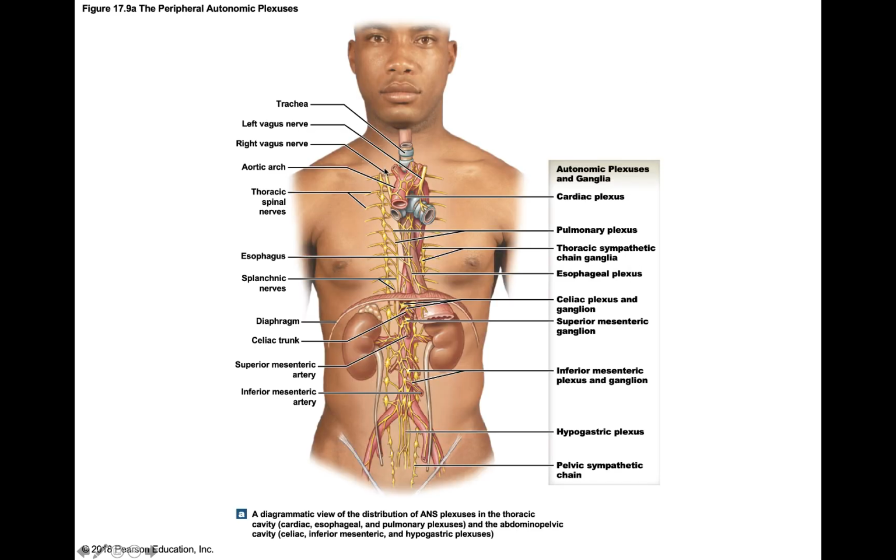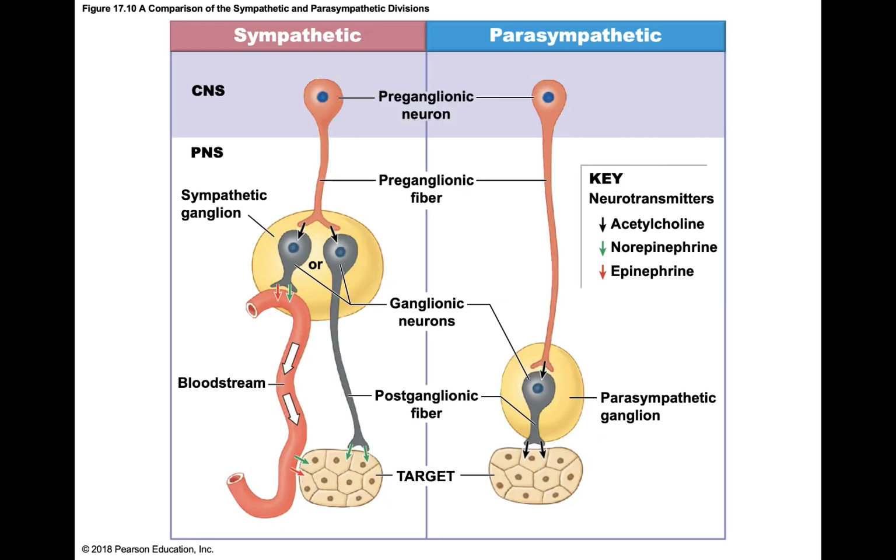This picture is showing you the sympathetic chain ganglion on the side of the vertebral column, and it's also showing you the contralateral where it's coming together. So this is just to show you the distribution of the autonomic nervous system plexuses in the thoracic cavity and also the abdominal cavity. This is a summary picture when we're comparing the sympathetic with the parasympathetic nervous system.